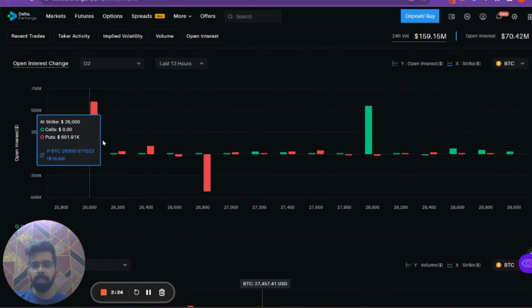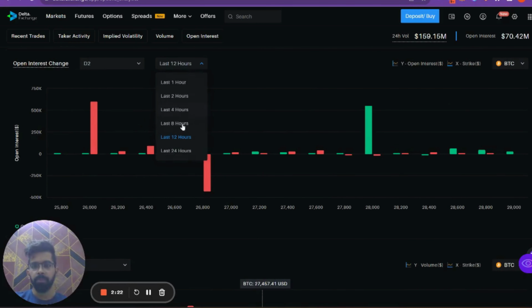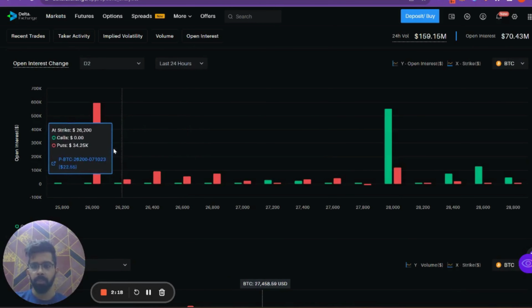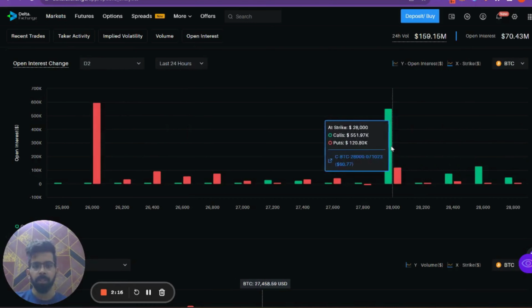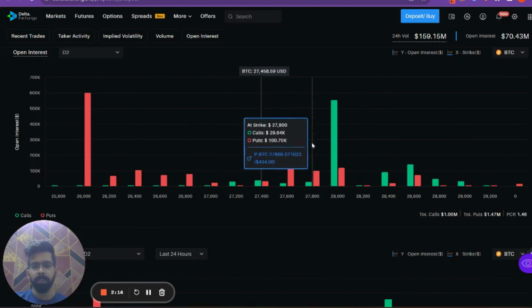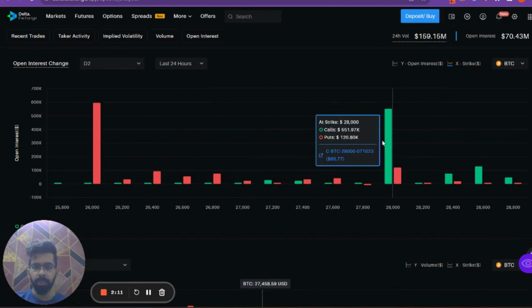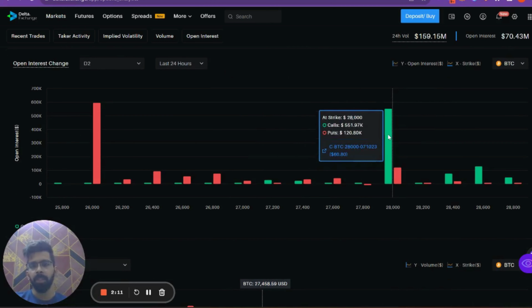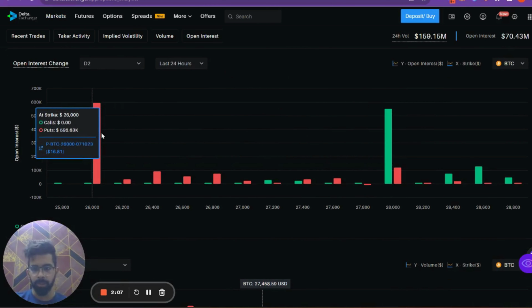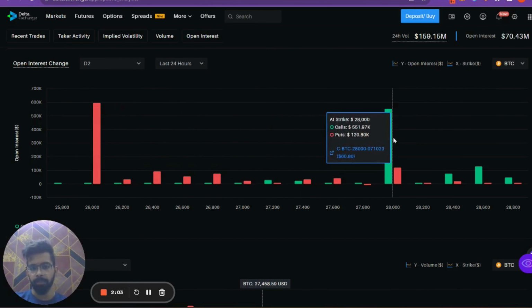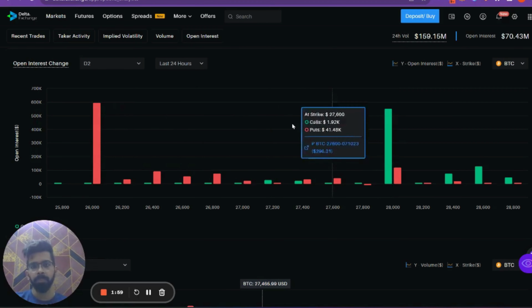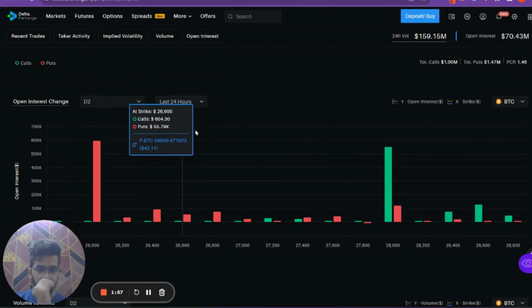The options open interest change shows us the change in options open interest in the past 24 hours, and as you can see, the highest open interest strikes have seen the highest open interest change, and we are seeing a build up of both call and put options here. There is no unwinding, so we can say that whatever view is being generated from here is a strong view, and it has been built up quite strongly over the past 24 hours.